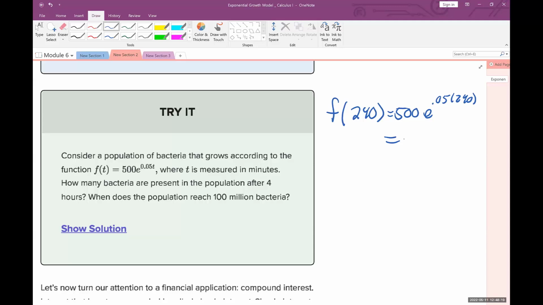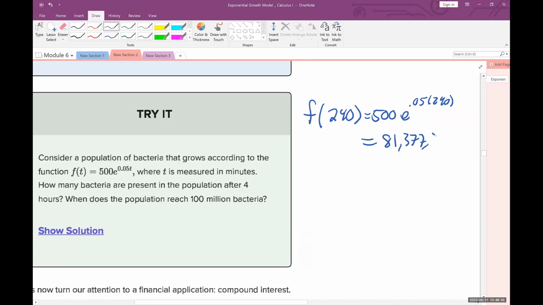Okay, so what do you get for that first one? 81,377,395.71. So we'd round that to 81,377,396. Now the next question is, how long to get to 100 million?